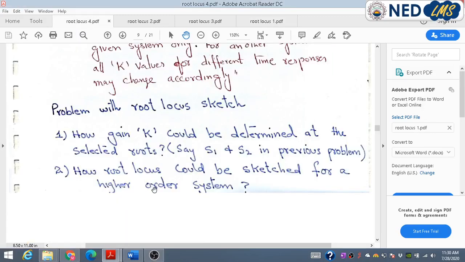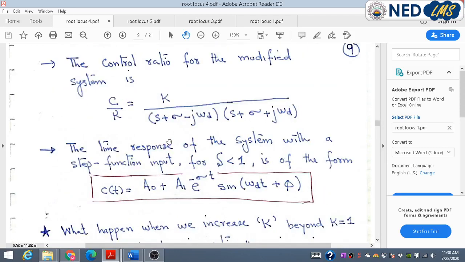Dear student, at the end of my first video, we discussed the two problems associated with the root locus sketch. In that discussion, we discussed that the value of k is necessary to find out because with the help of this value of k we would be able to find out the system response in time domain.